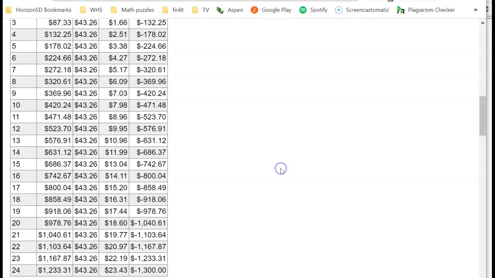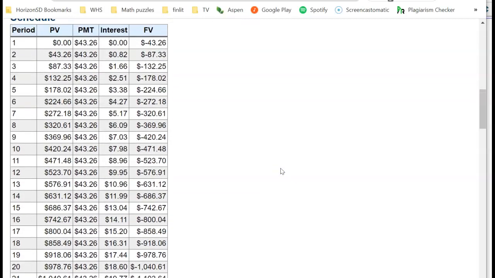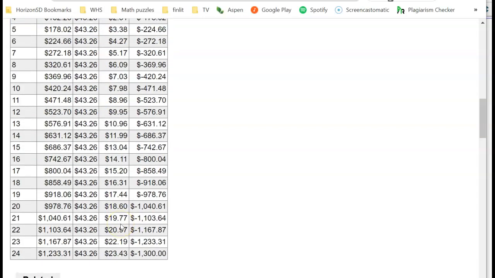Here you can see the schedules, your 24 different payments, what you're doing every time. So you're putting in this payment of $43.26. You can see the interest compounding. So of course the first payment, 0 interest. Second payment, interest 82 cents. But then the next payment, you're getting interest on the interest you've already accumulated. And of course the interest is growing compoundly.